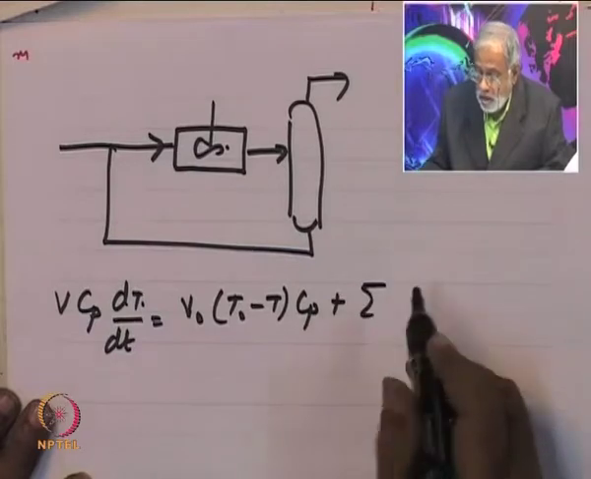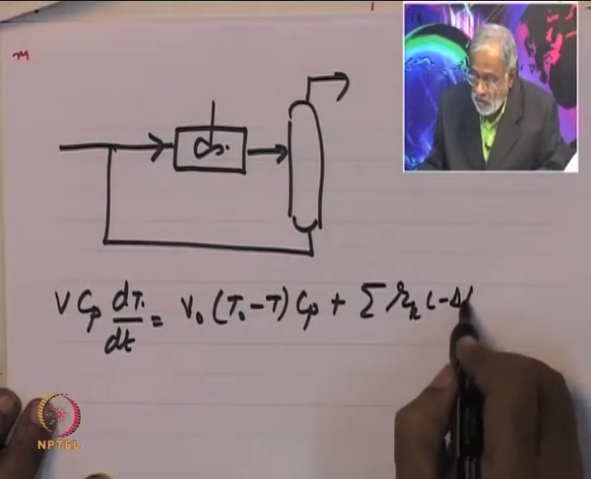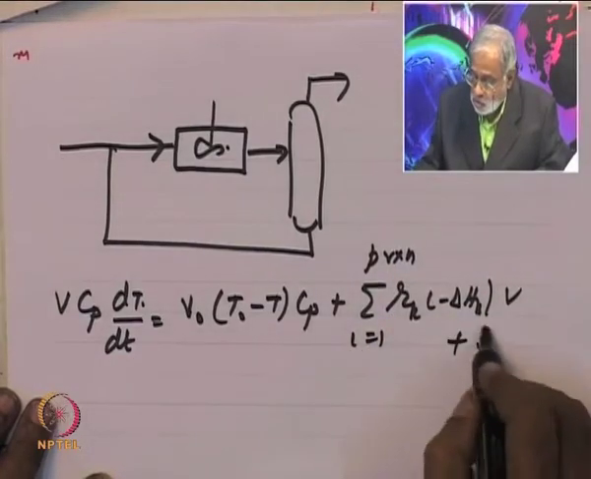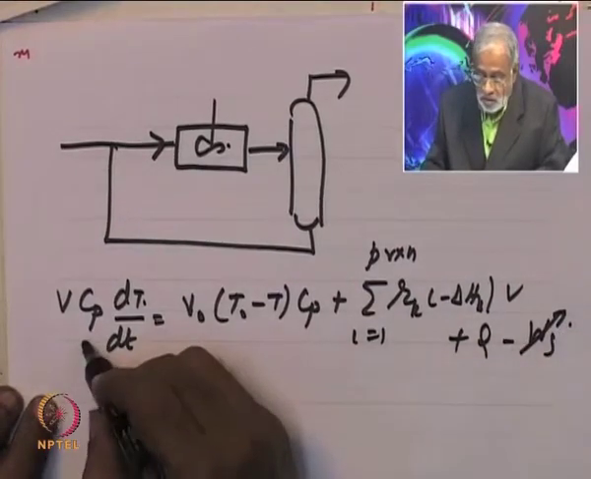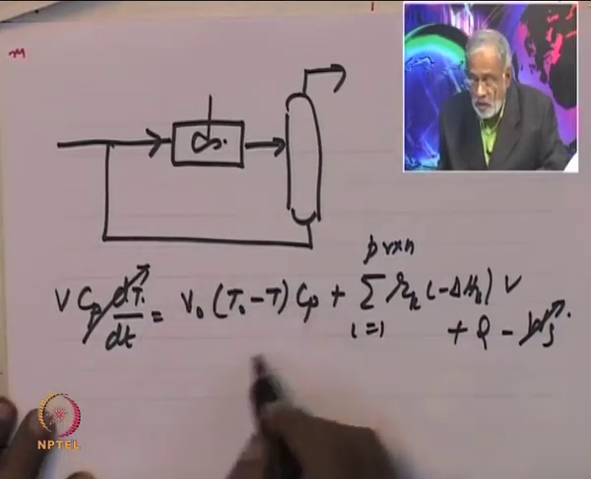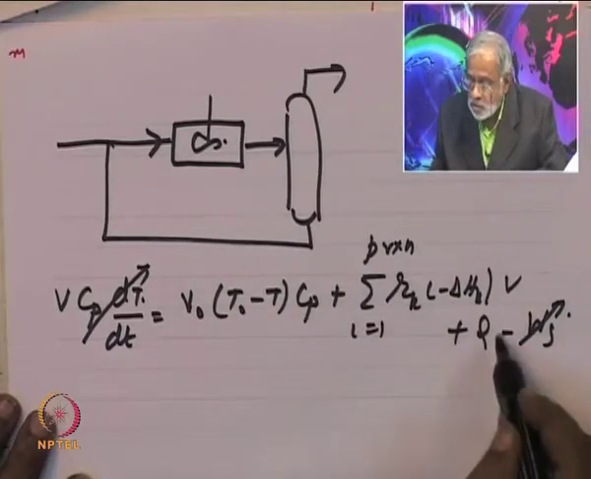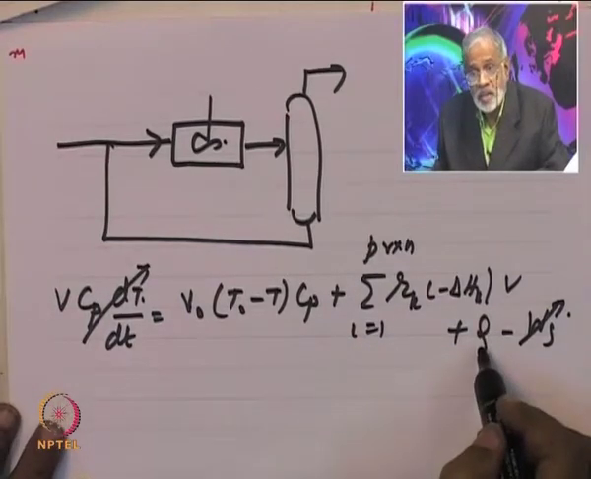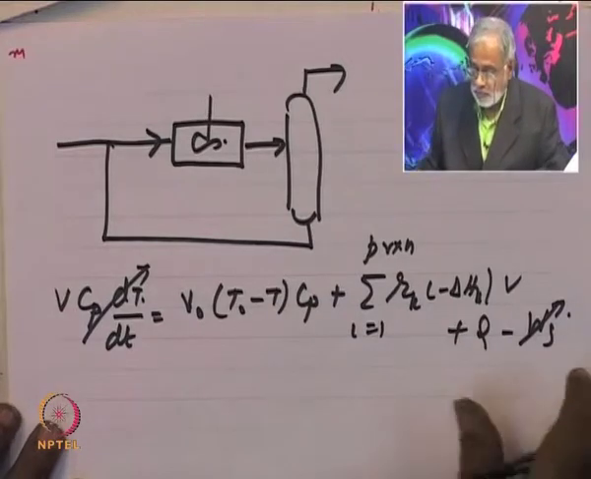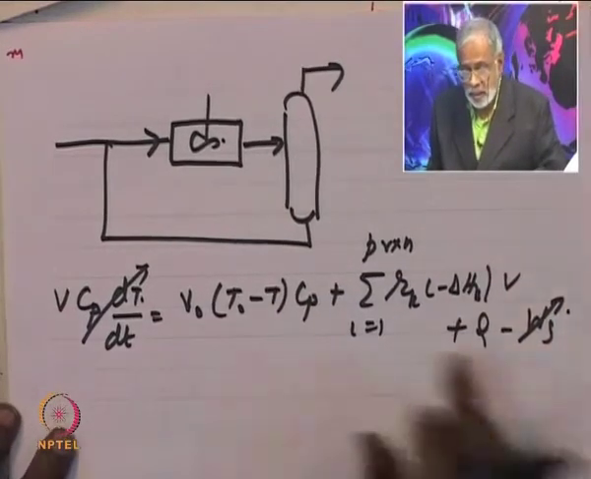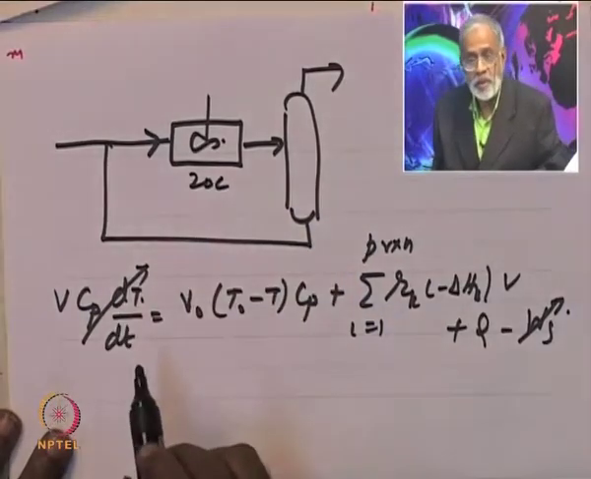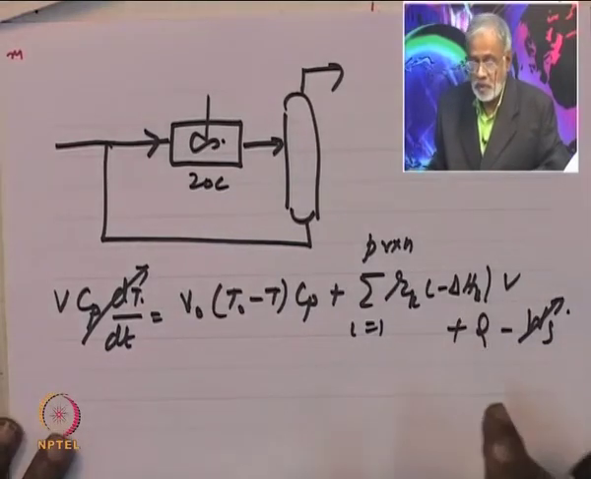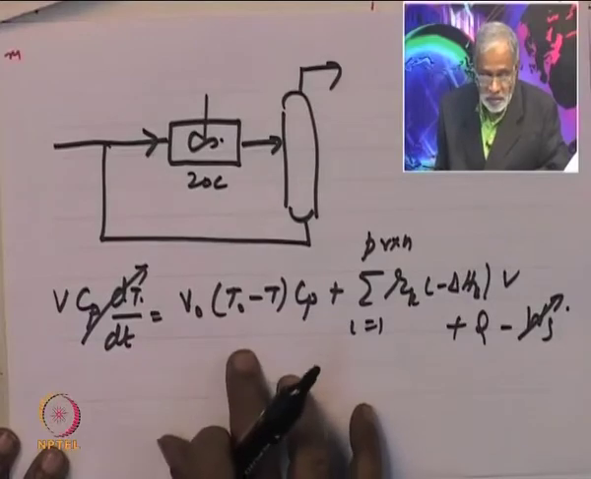Plus sigma, over all the reactions, Rk times minus delta Hk times Vi, for k equal to 1 to P reactions. We have done all these things, plus Q minus Ws. Now, this is steady state. Therefore, the amount of heat generation has to be balanced by this. T naught is given, T is given, everything is given. So, we should be able to calculate the heat to be added or removed. Let us do that now. How do we ensure that the reactor operates at the temperature we have chosen, which is 20? We ensure this by an appropriate choice of the heating or cooling mechanism. So, we will have to substitute for all the numbers.